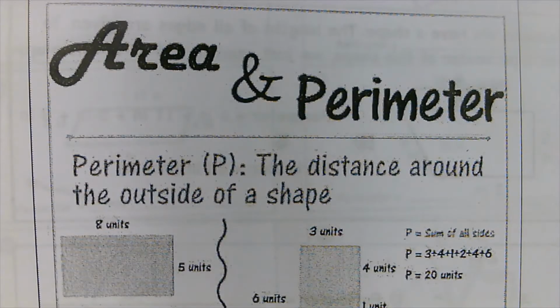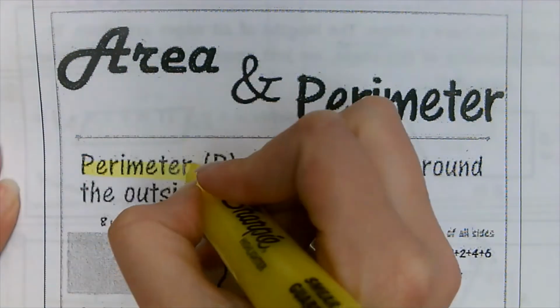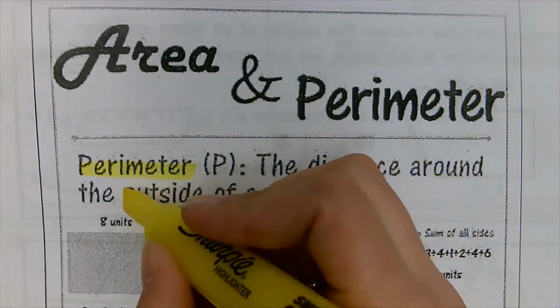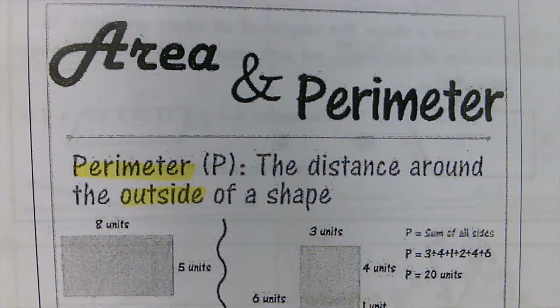All right, let's take a look at what area and perimeter means before we start solving some problems. The first word we're going to look at is perimeter. Perimeter is the distance around the outside of a shape. That's going to be important to remember.